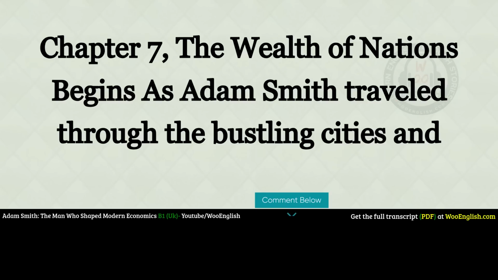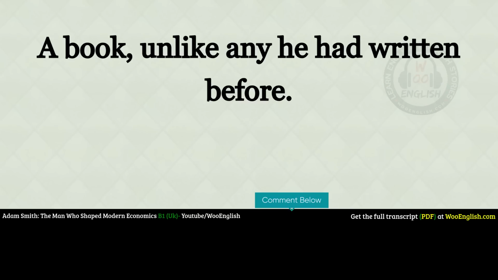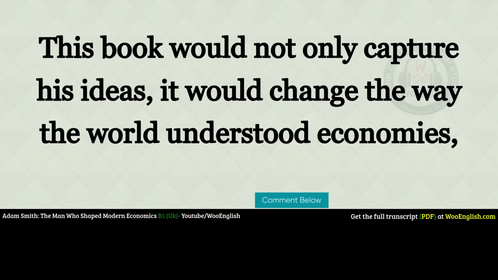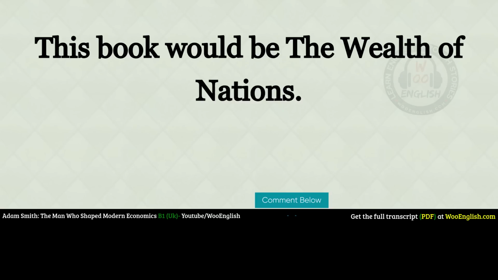Chapter 7: The Wealth of Nations begins. As Adam Smith traveled through the bustling cities and serene countryside of France, something remarkable began to take shape in his mind. A book, unlike any he had written before. This book would not only capture his ideas, it would change the way the world understood economies, trade, and wealth. This book would be The Wealth of Nations.